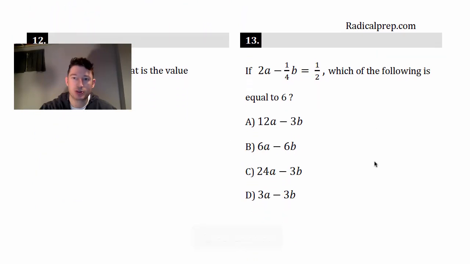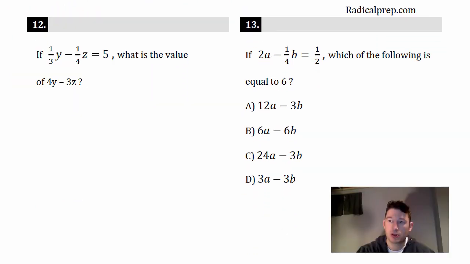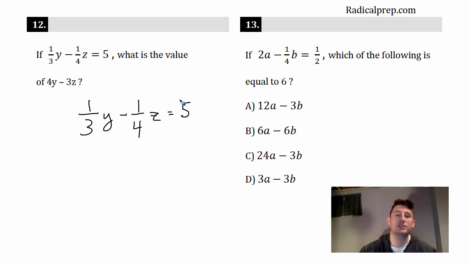So let's practice here on 12 and 13. 12 says 1/3 y minus 1/4 z equals 5. What is the value of 4y minus 3z? So I'll rewrite this again just because sometimes it helps you think. 1/4 z equals 5. So we just did questions like this, right? So we've got a 3 in the denominator and a 4. What's a number I can multiply everything by to get rid of the denominators?